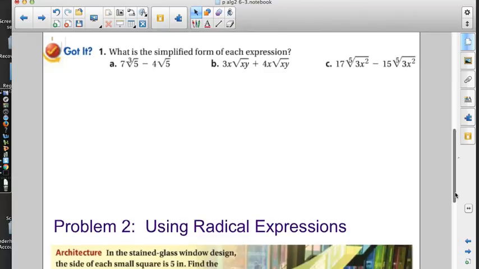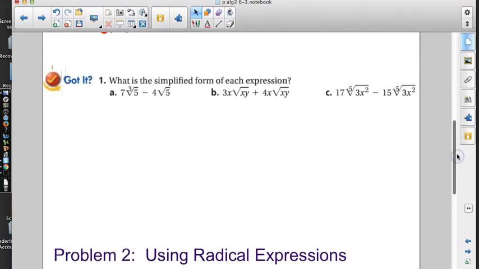Which gives us 3 lovely little problems for you. And I'll get you a candy partner so you can check and see how you're doing on those. So go ahead and go through. Got it, A, B, and C.